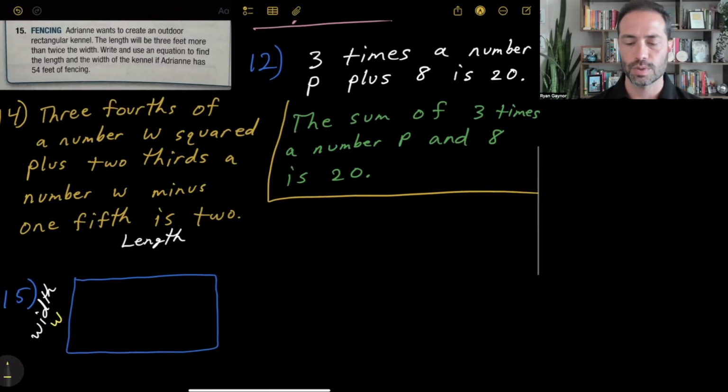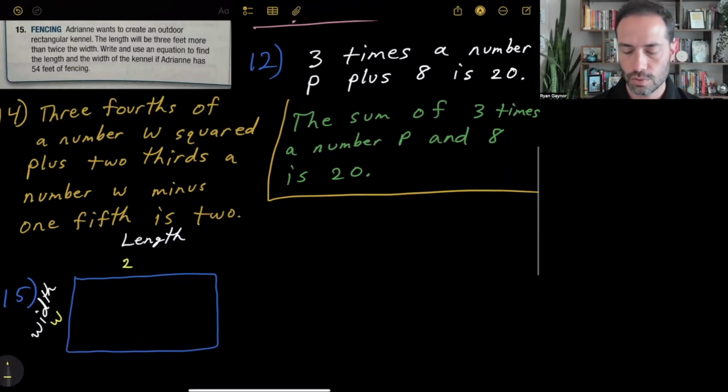So let's read it one more time. The length will be 3 feet more, right? So that means plus 3, than twice the width. So twice the width would be 2 times the W, which is the width, and then 3 feet more, so that would be plus 3. Okay, so now that I have this labeled, we can now create our equation.